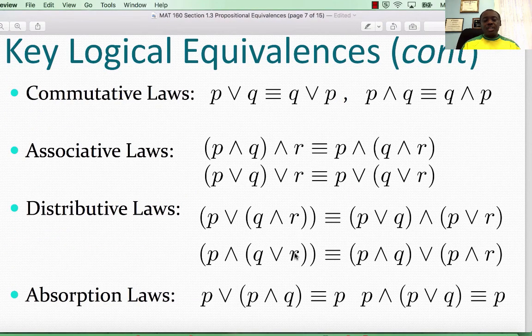Some more logical equivalences: commutative laws, associative laws, distributive laws, absorption laws. Verify these. I'm going to ask you to do some of this in class, but I expect you to verify them yourself even before you get to class. For example, the distributive laws. You want to verify that P or (Q and R) is logically equivalent to (P or Q) and (P or R), and so on and so forth.